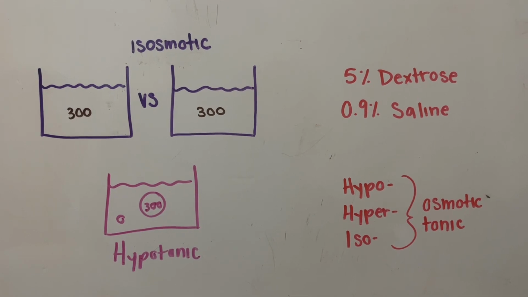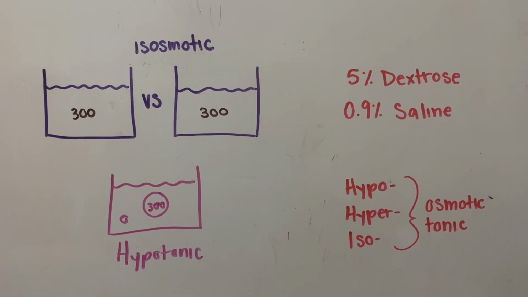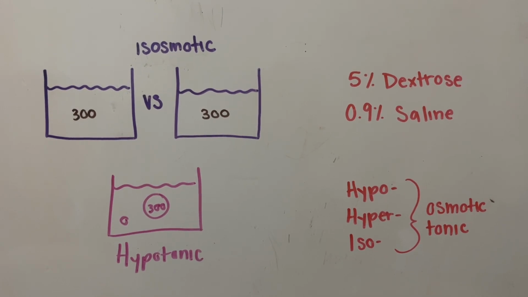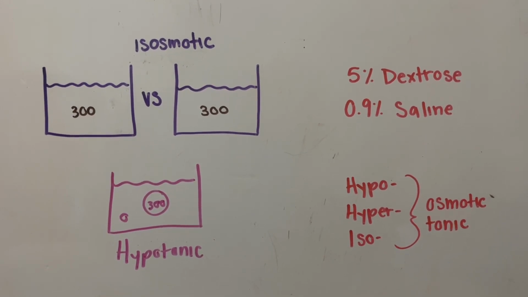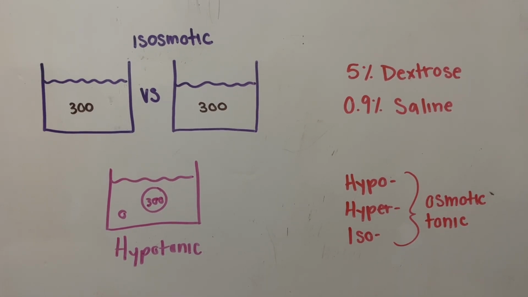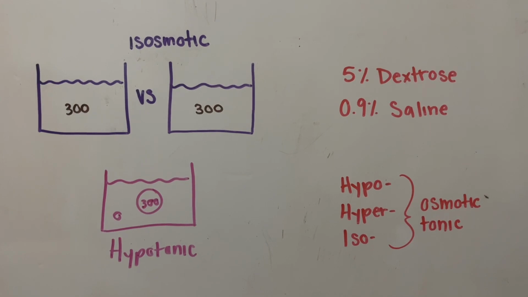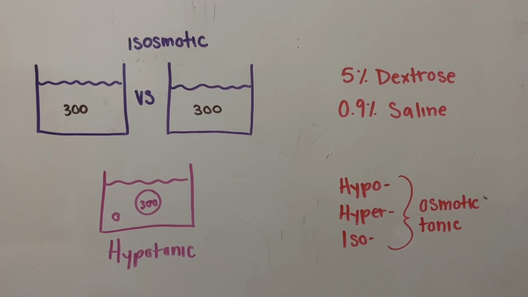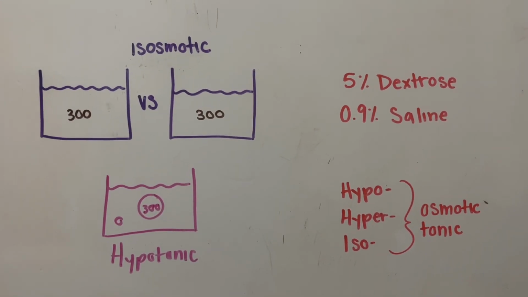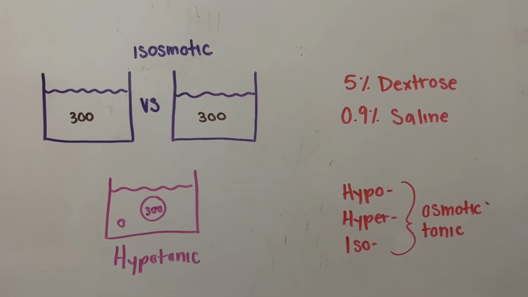If a cell is placed in an isoosmotic solution containing a permeable solute, the solute will move down its concentration gradient into the cell. The increase of permeable solute will increase the total solute concentration inside the cell, making it hyperosmotic relative to the extracellular fluid. To restore osmotic equilibrium, water will then move into the cell, causing it to swell.